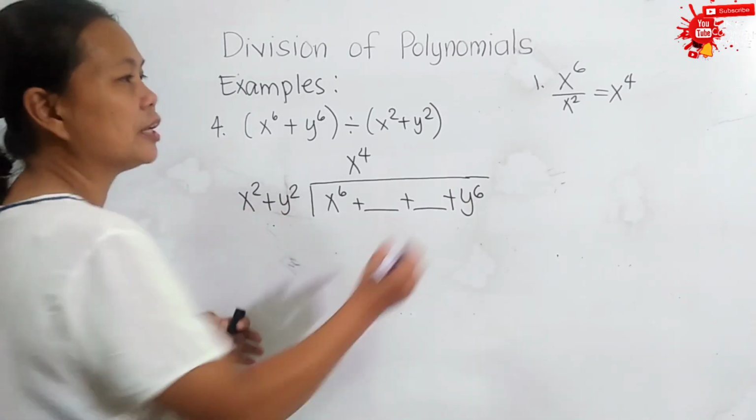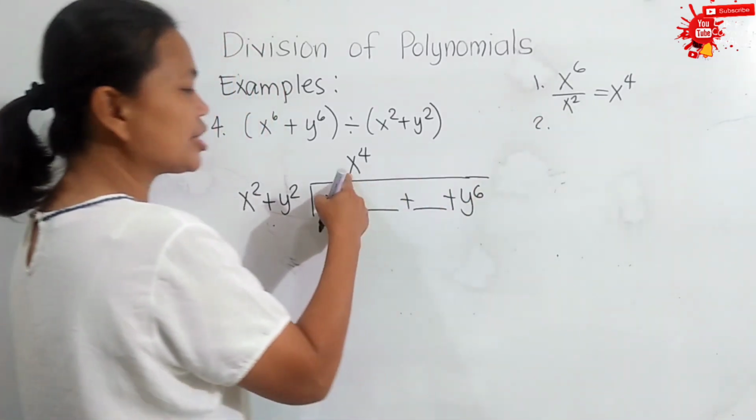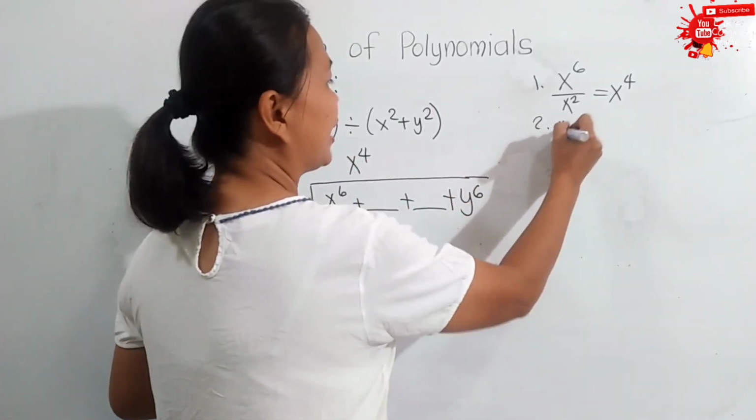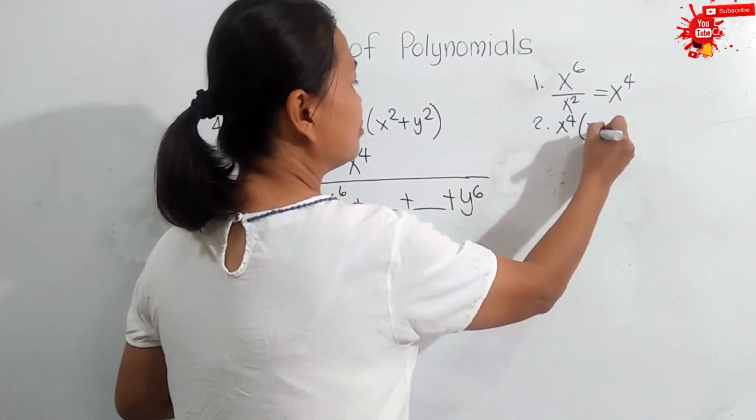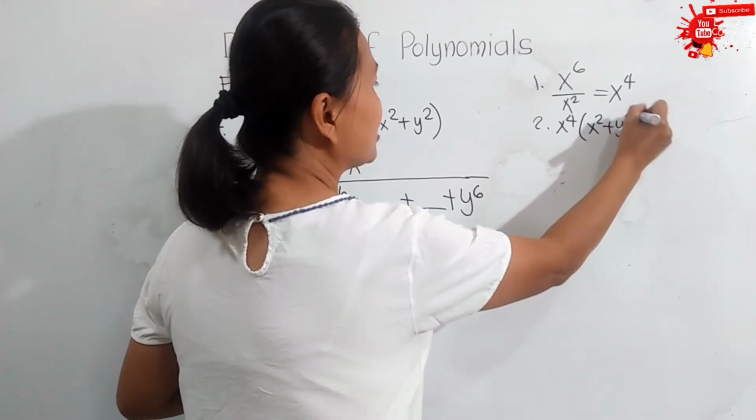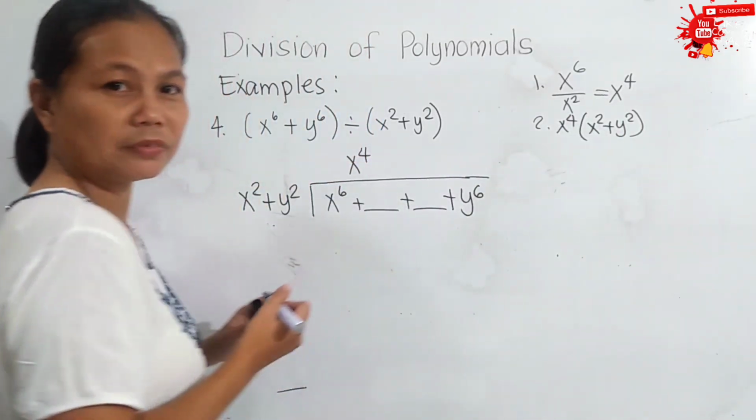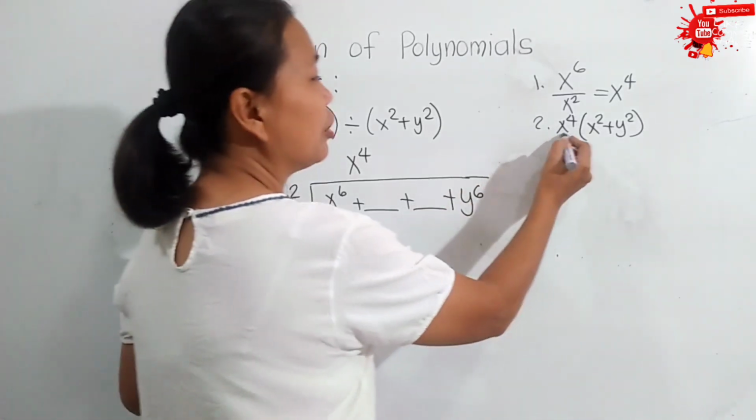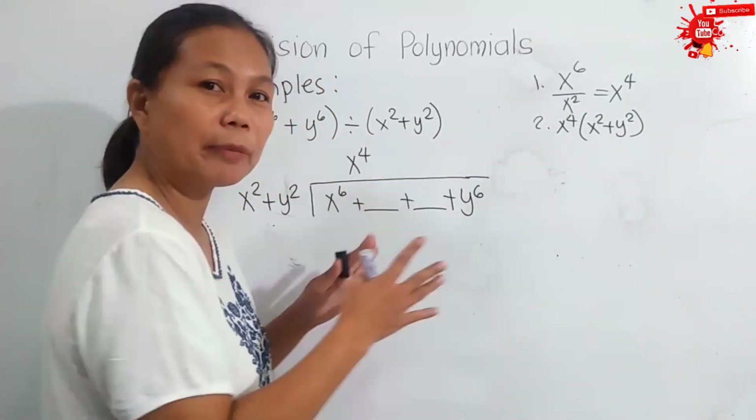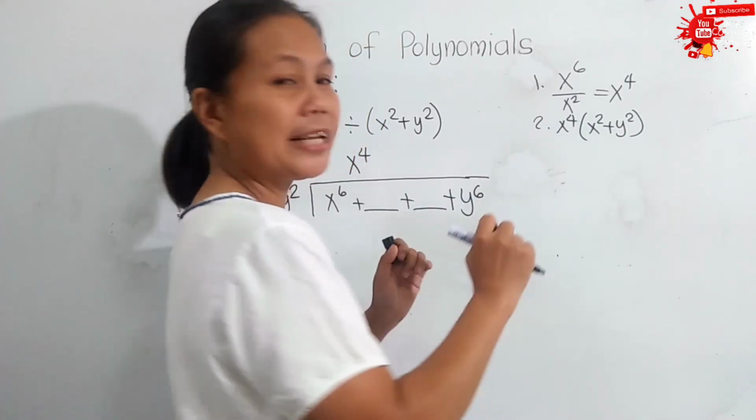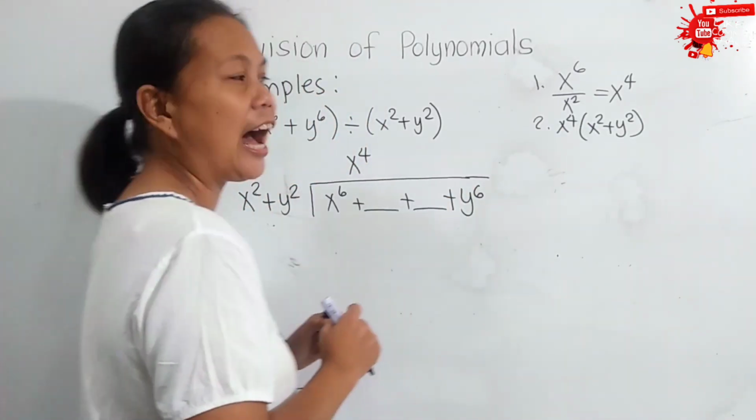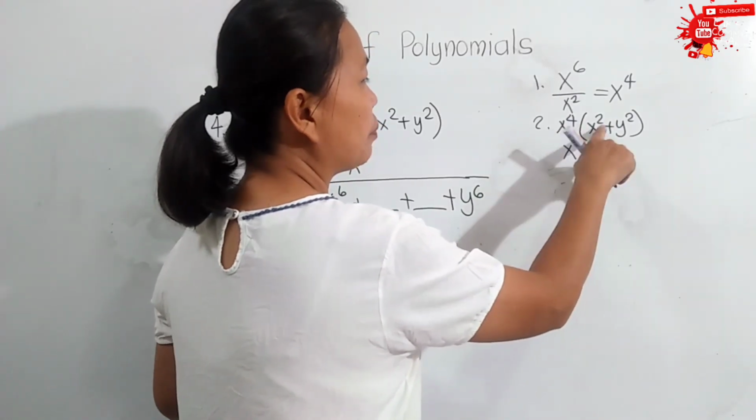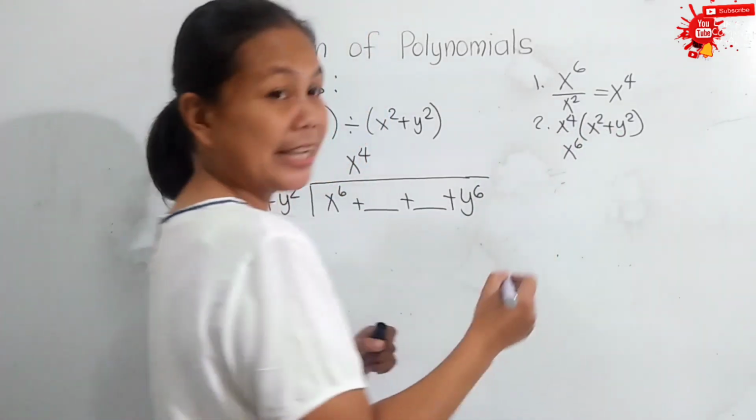Now, the next step is to multiply the partial quotient by the divisor. So, we have x raised to 4 times x squared plus y squared. Okay? So, are our steps being followed? So, let us multiply. Again, in multiplication with the same base, we add the exponents. So, we have x raised to 4 plus 2, which is 6.